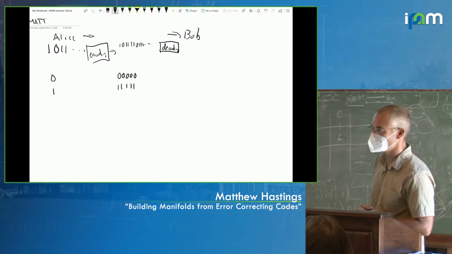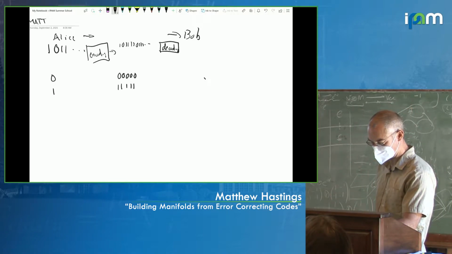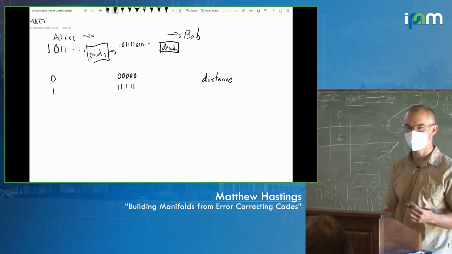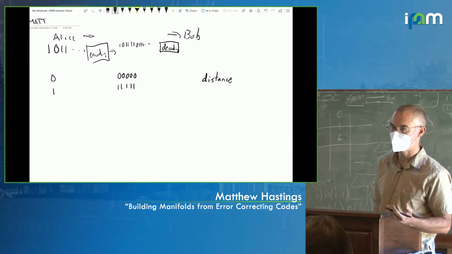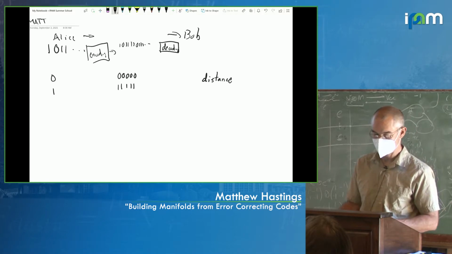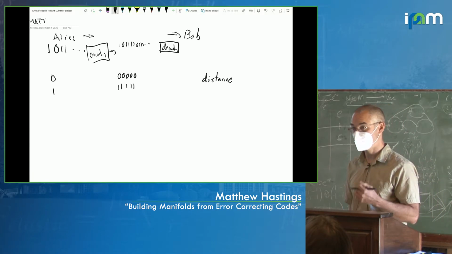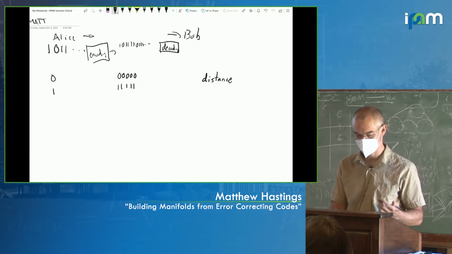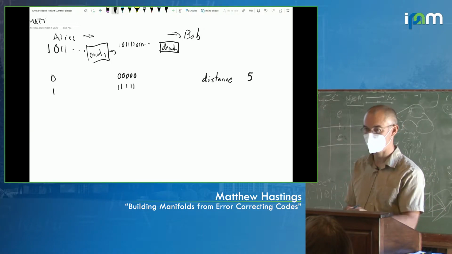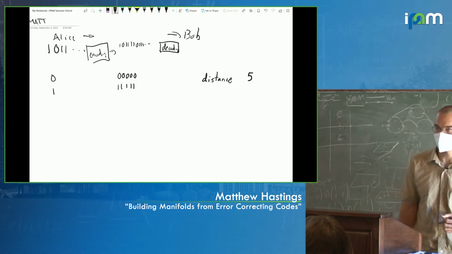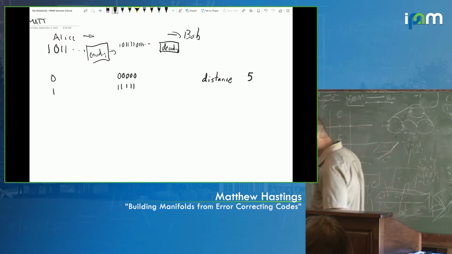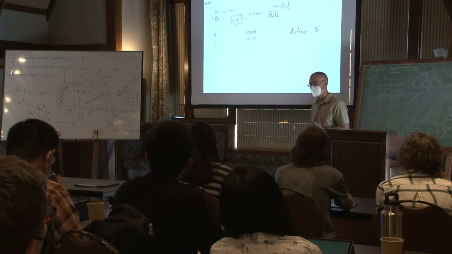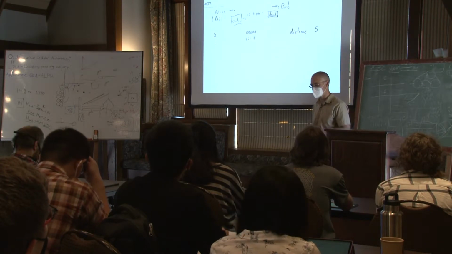An important property of the code is called the distance. The distance is the minimum number of errors that could occur in the channel in order to convert one valid message into another valid message. So in this case, if 5 times a 0 flipped to a 1, Alice's message of 5 zeros could flip into 5 ones. So in this case, this is distance 5. That's the minimum number of errors that could occur for Bob to get confused as to what Alice sent and not know that there was any error.